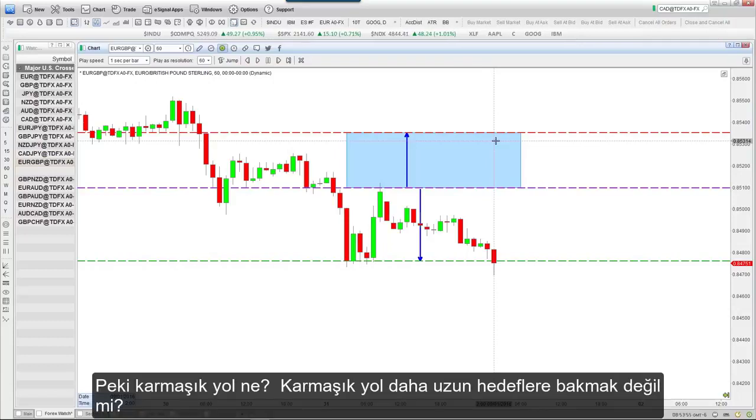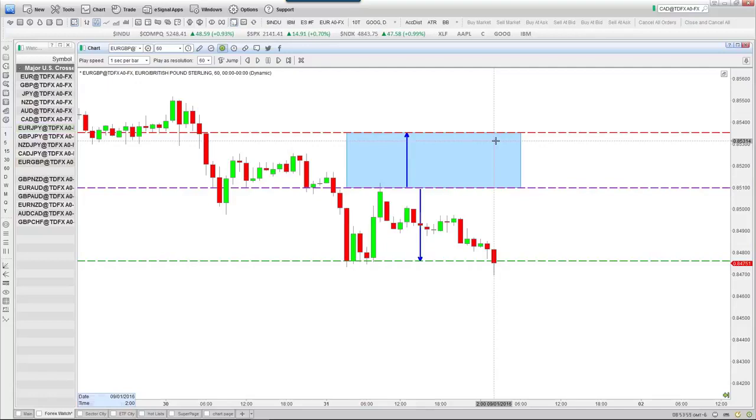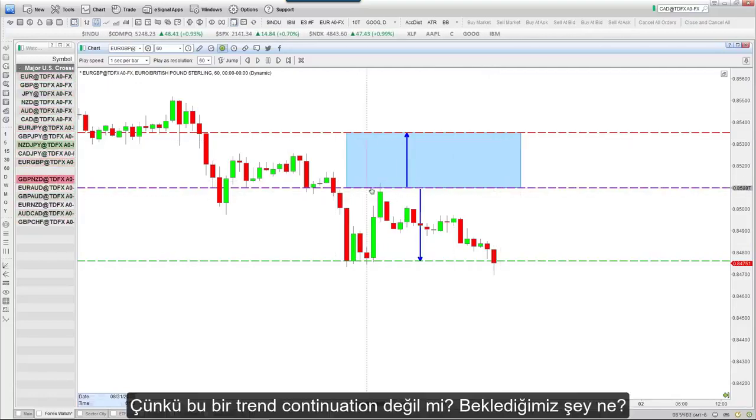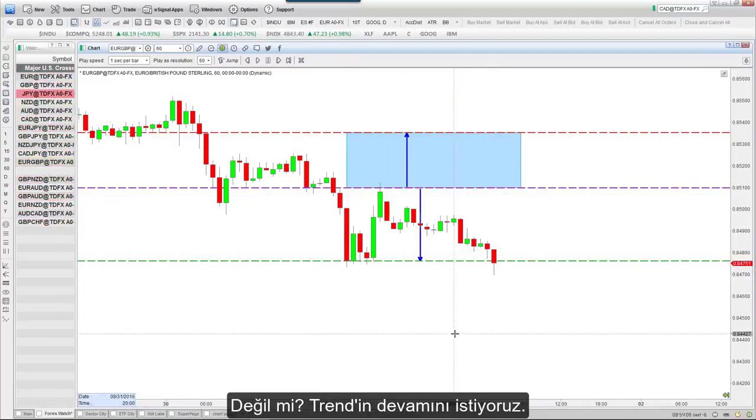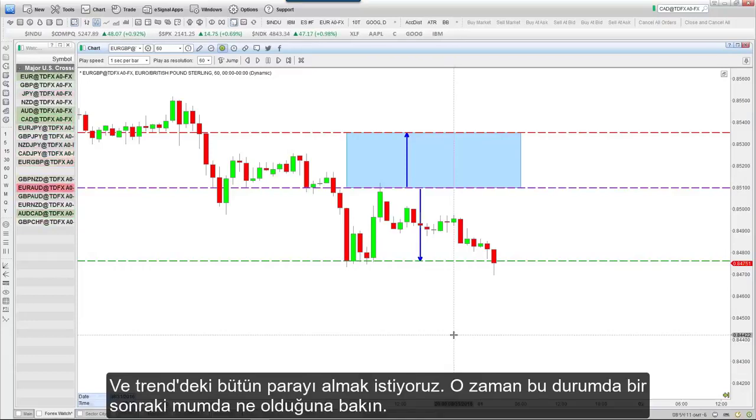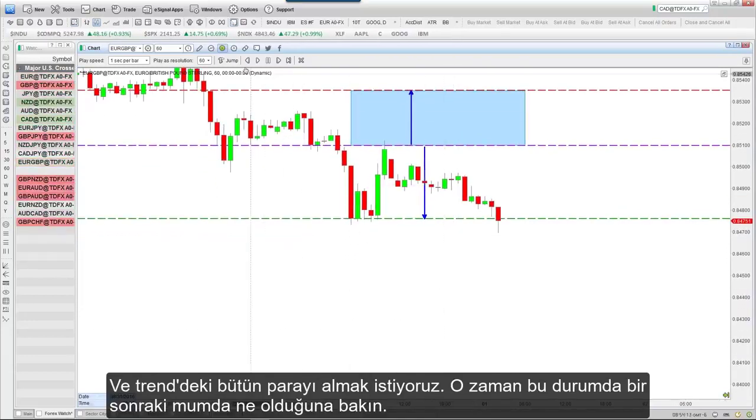Now, what's a more complex way? A more complex way would be to look for some extended targets, right? To look for a little more money in there. Because this is a trend continuation trade, right? What are we expecting? Well, we're expecting the market to break out of these lows, right? We want it to continue in the trend. And we want to be able to capture all that money in the trend.